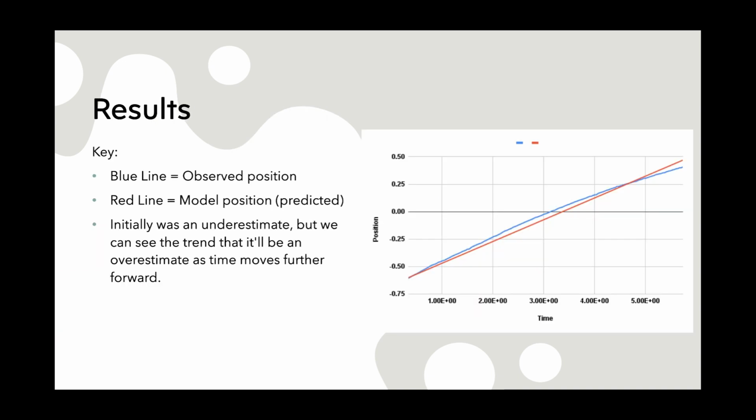What were our results? The blue line equals the observed position, and the red line equals the predicted position by the model. Initially, it was an underestimate, but we can see the trend that it'll be an overestimate as time moves further forward.